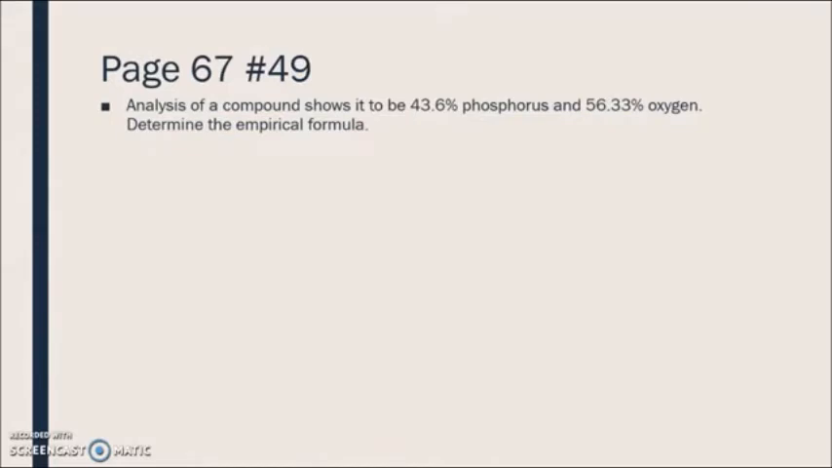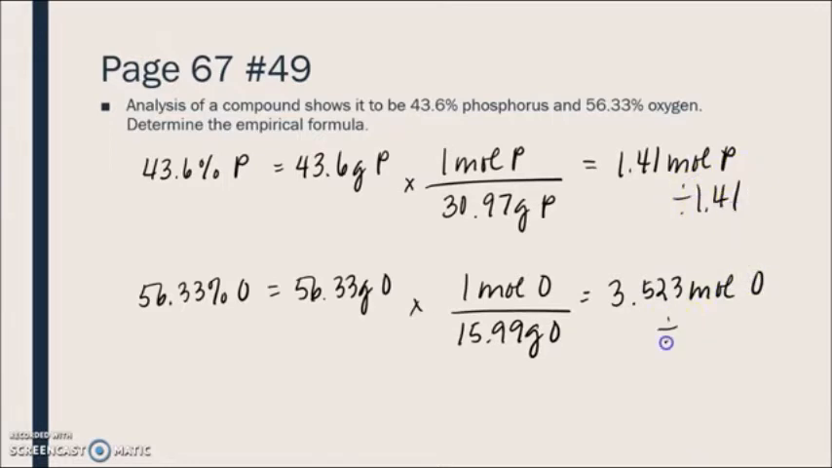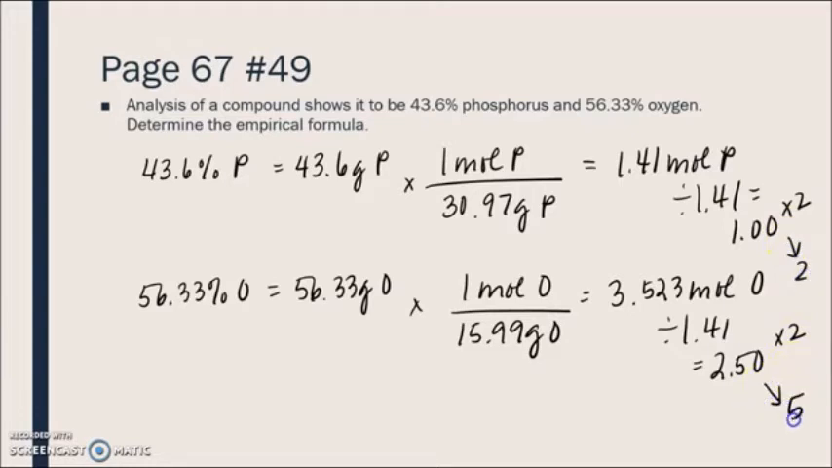All right, analysis of a compound shows it to be 43.6% phosphorus and 56.3% oxygen. Determine the empirical formula. Your first step is to convert everything to moles, and you should get 3 sig figs here and 4 sig figs here. After that, you divide by the smallest. That'll give you 1.00 here, and this gets you 2.50 here. So you're going to have to multiply both by 2. Then that will be roundable to 2, and that will be roundable to 5. And so this is your answer.